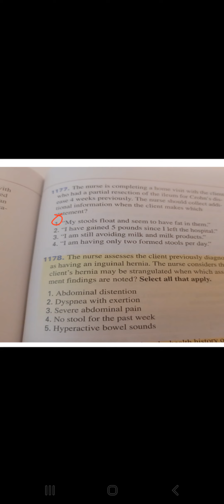Abdominal distension, I would say that. Dyspnea with exertion. This isn't dealing with my lungs. We have to look at where it's happening. Inguinal is toward the groin. Severe abdominal pain, that it might be hurting. No stool for the past week. So I got, it should be 1, 3, and 4. Okay.